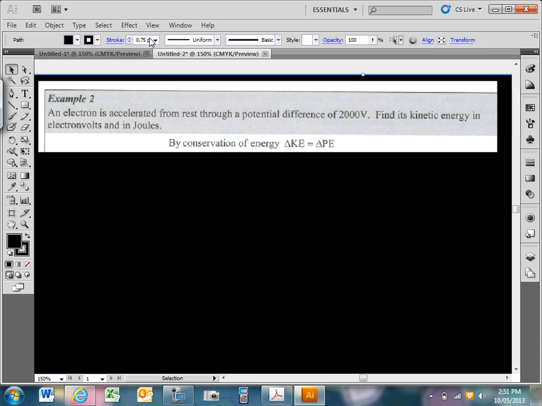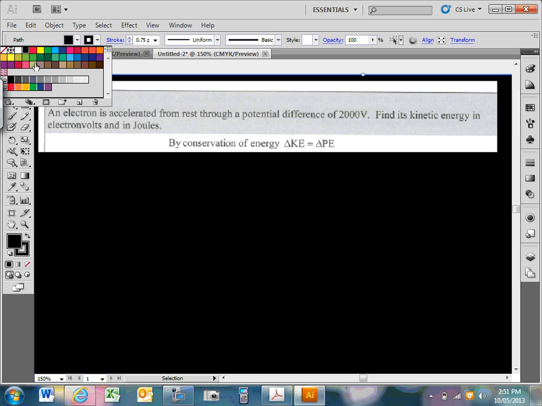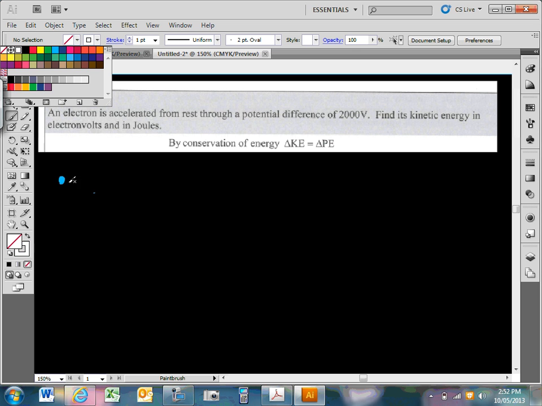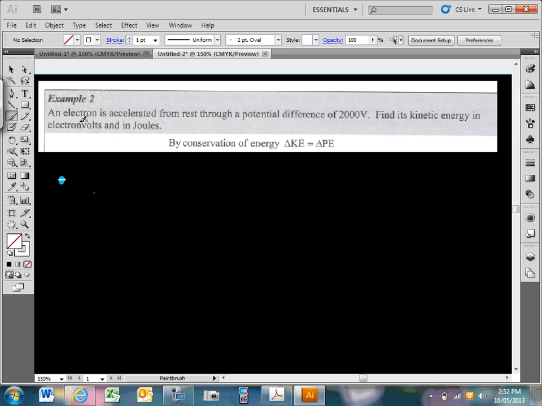An electron is accelerated from rest through a potential difference of 2,000 volts. So we have here an electron through a potential difference of 2,000 volts. So I might have a positive side and a negative side over here, and the difference between those two is 2,000 volts. It's going to accelerate to the right. Find its kinetic energy in electron volts and in joules.